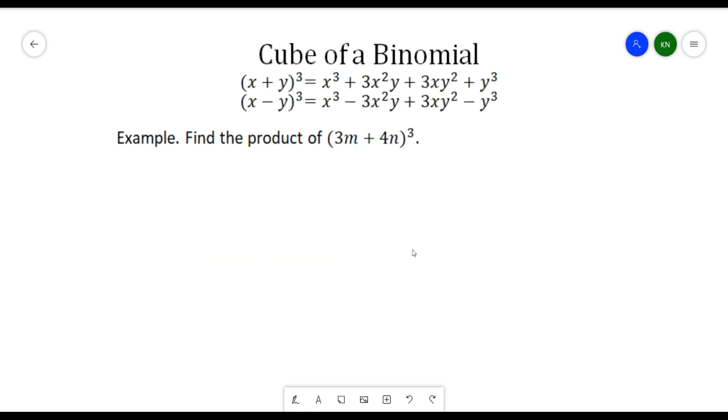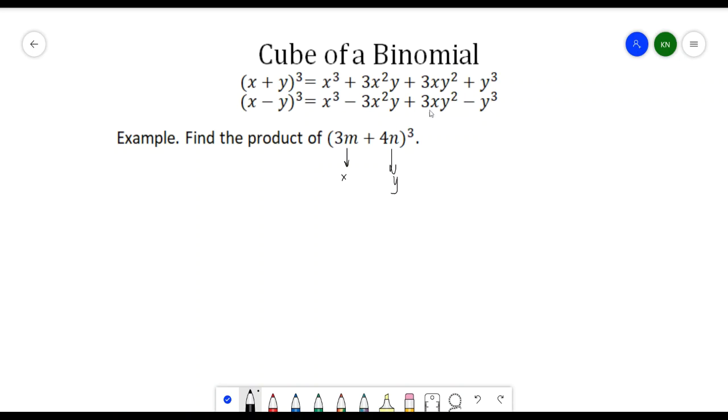Moving on to our fourth example, we have the cube of a binomial. Basically, this is similar to the square of a binomial. This is as well an expansion of our binomial. It is just that this is an expansion raised to 3, or cubic. As an example, we have to find the product of 3m plus 4n cubed. Again, we need to identify what is our x and what is our y. In this case, our x is 3m and our y is 4n.